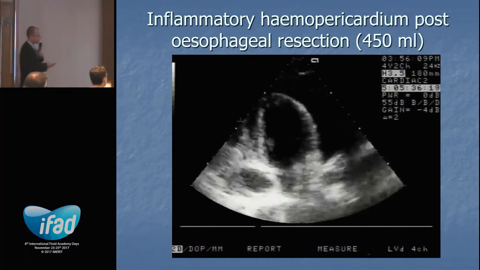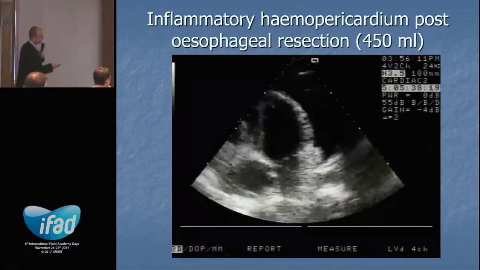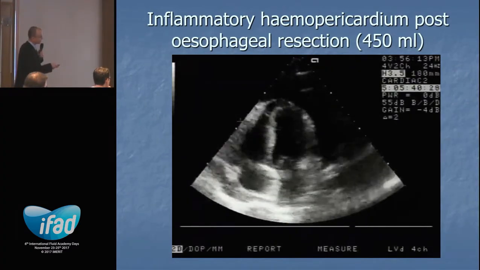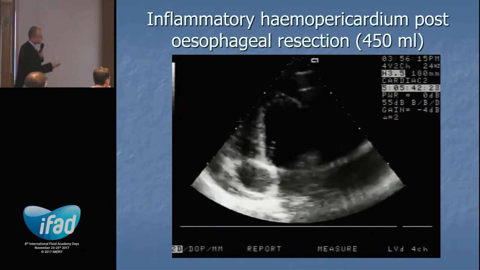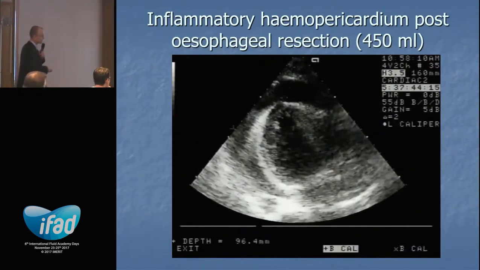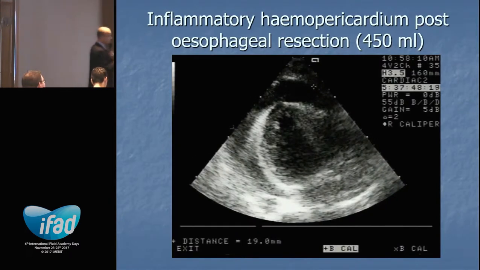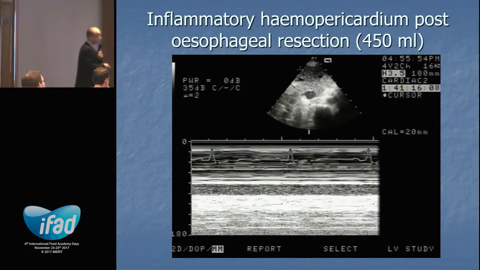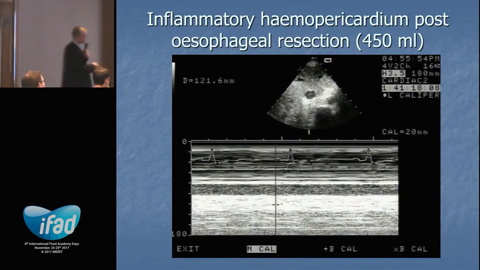So I give you an example. Here you see the buckling. That's probably the most specific sign of tamponade, a mid-diastolic collapse of the free wall of the right ventricle, a swinging heart in a large effusion, which is circumferential, and the distended inferior vena cava.